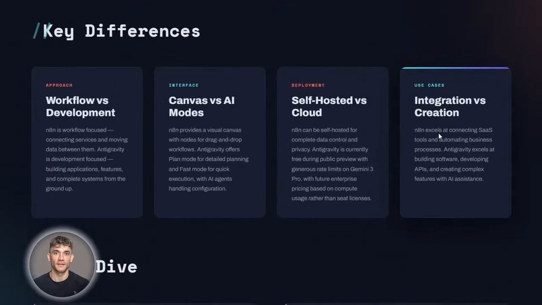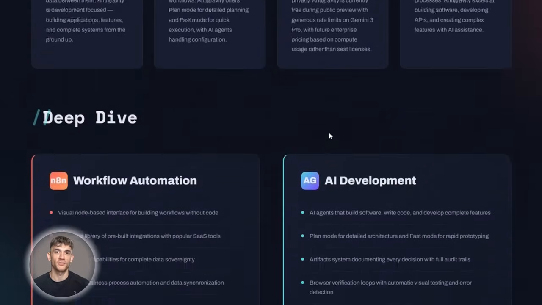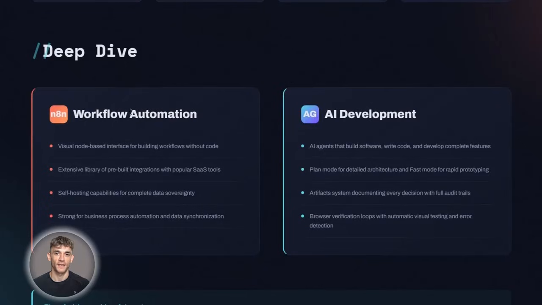Here's what I see happening. These tools aren't direct competitors. They solve related but different problems. n8n is strong for workflow automations between existing tools. Anti-gravity is powerful for building new software with AI agents. The overlap exists in data transformations, API calls, and process automation. The question is, which approach fits your mental model better?